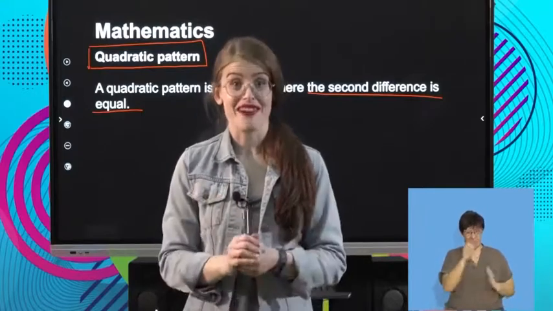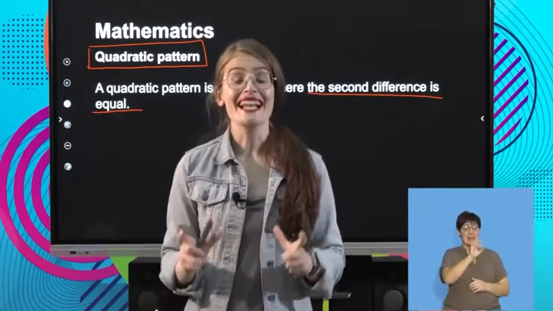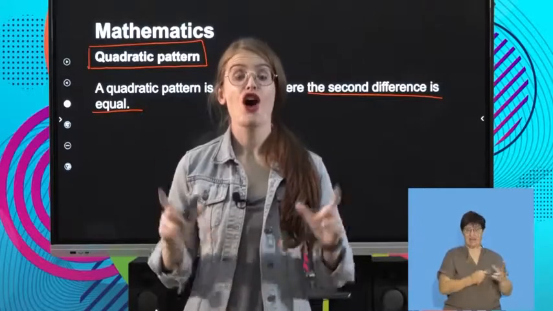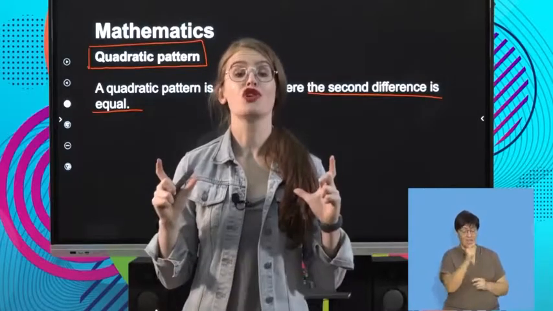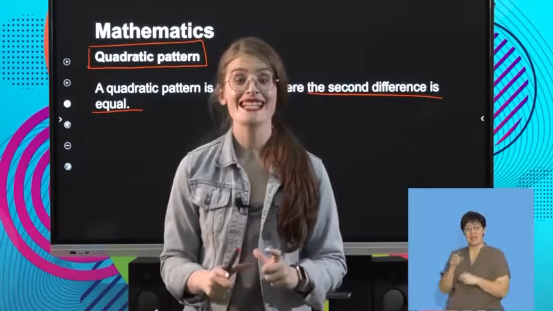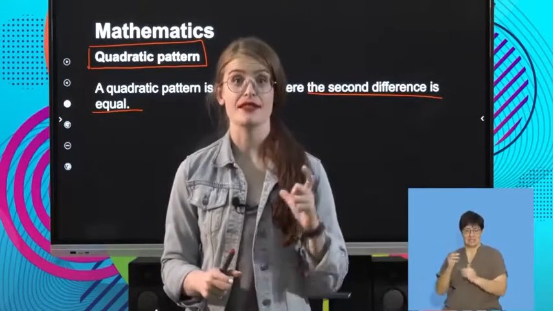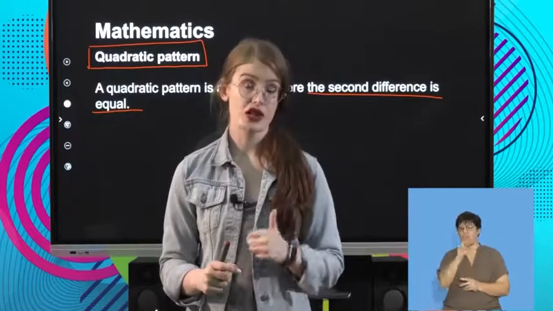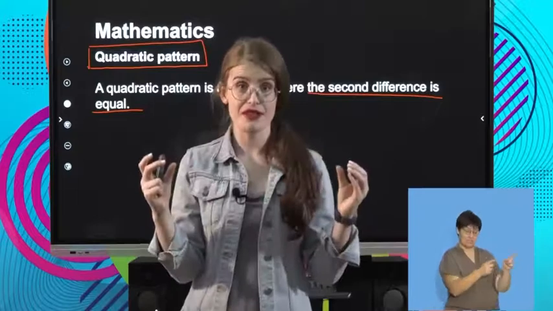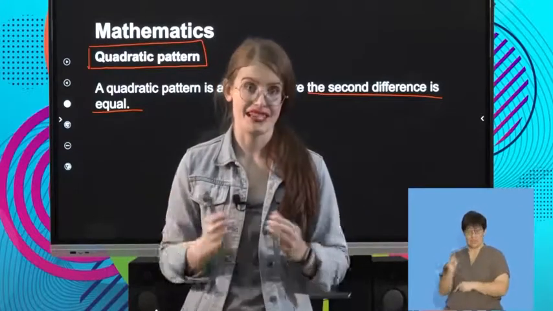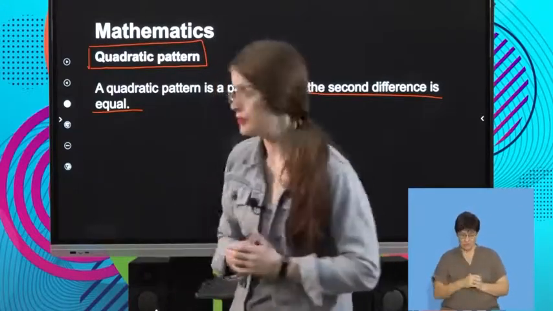I want you to please write this down for me. A linear pattern has first differences equal. A quadratic pattern has second differences equal. We're going to look at an example and I'm going to clearly indicate to you what is a first difference and what is a second difference. Let's have a look at the board.